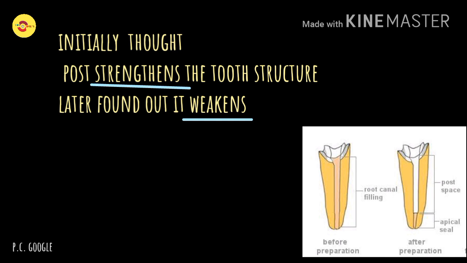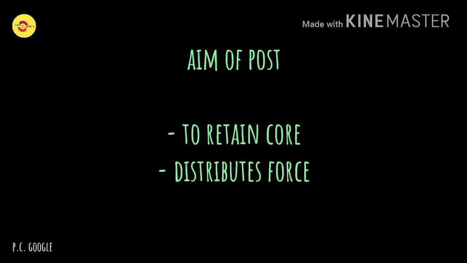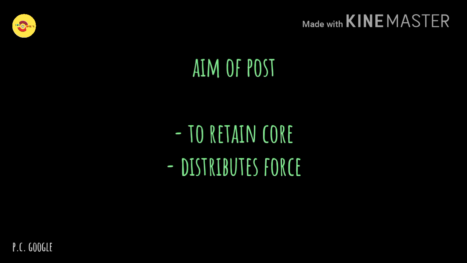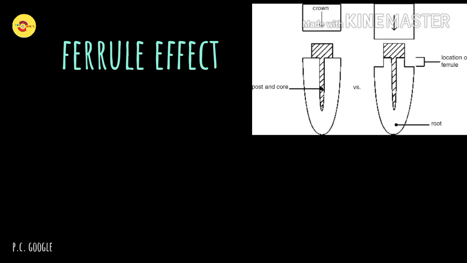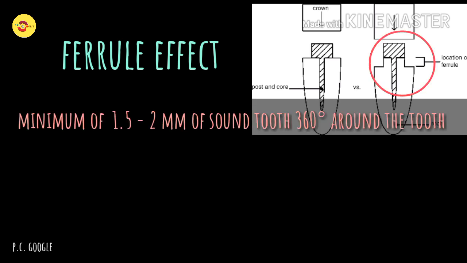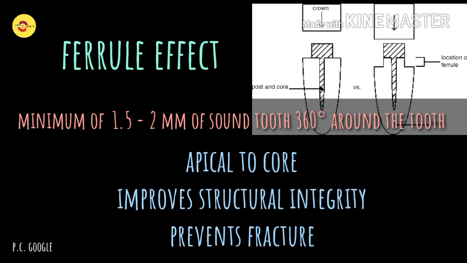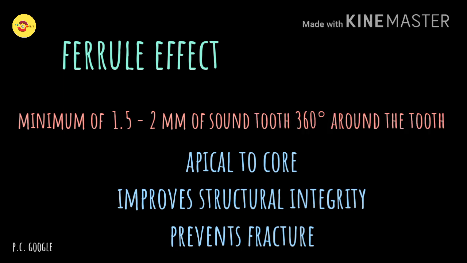Initially, placement of post was thought to strengthen the tooth, but later it was found it weakens the tooth structure. The main aim is to retain the core and to redistribute the forces to the radicular dentin. Now, we need to remember something called the ferrule effect while preparing the coronal portion for post. What is ferrule effect? A minimum of 1.5 mm of sound tooth structure 360 degrees around the tooth should be present, and it is called ferrule. It should be apical to the core and it improves the structural integrity of the tooth and prevents fracture.